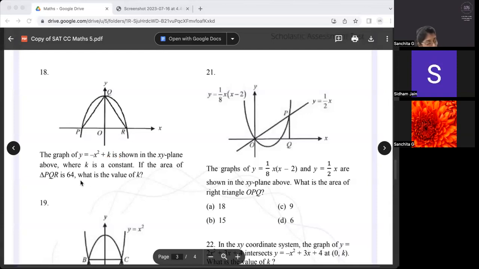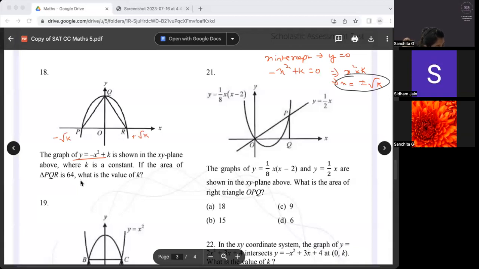First I'll find the x-intercept, where y is 0. Remember that. So I'll put y as 0 and I'll get two values of x. Minus x square plus k is equal to 0, so x square is equal to k. X is equal to plus minus root k. So I have minus root k and plus root k.